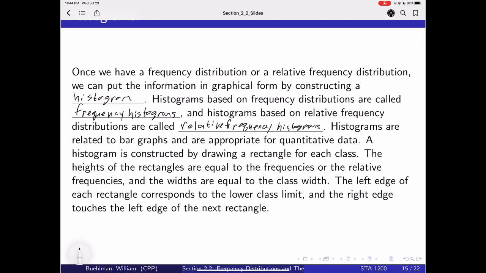So far everything's been the same as a bar chart, but here's where it's different. The left edge of each rectangle corresponds to the lower class limit, and the right edge touches the left edge of the next rectangle. So essentially what that's saying is there's no spaces between the bars. In a bar chart there were spaces. In a histogram there are not. They're all squished together, and we will see that coming up.